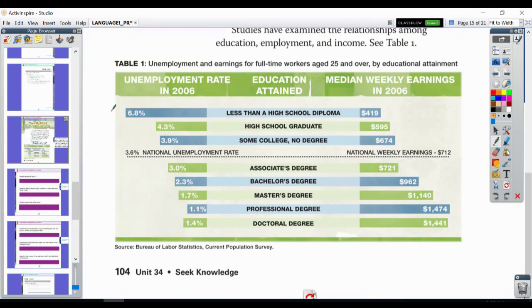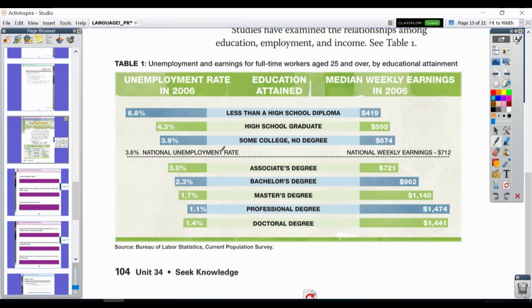To review, what is the title of Table 1? That's right, Unemployment and Earnings for Full-Time Workers Age 25 and Over by Educational Attainment. Based on the column headings, what 3 kinds of data does Table 1 give? That's right, unemployment rate in 2006, education attained, median weekly earnings. Now think about, what is the purpose of this table? If you said it's to show that workers with a higher level of education have higher rates of employment and earn more per week than less educated workers, you are correct.